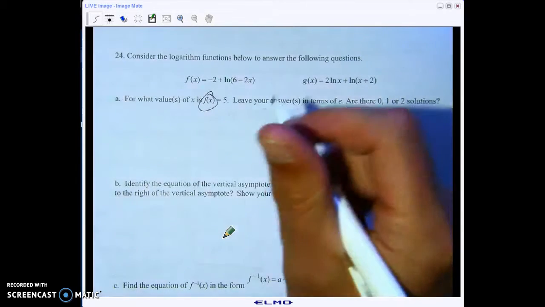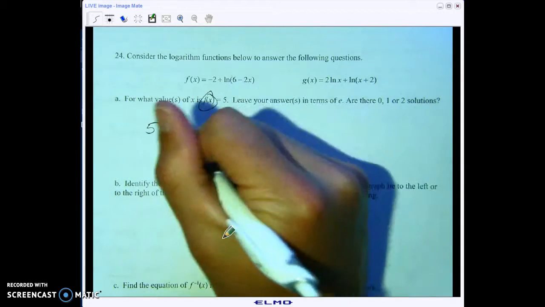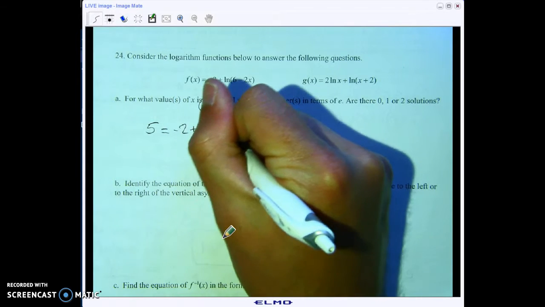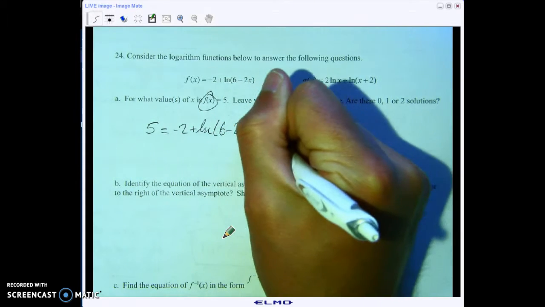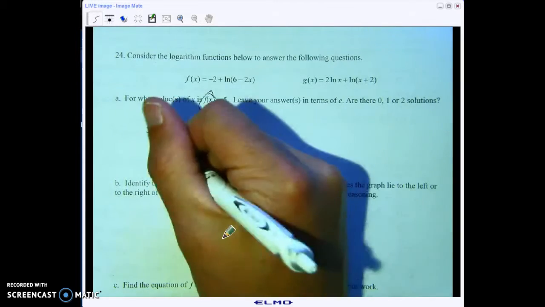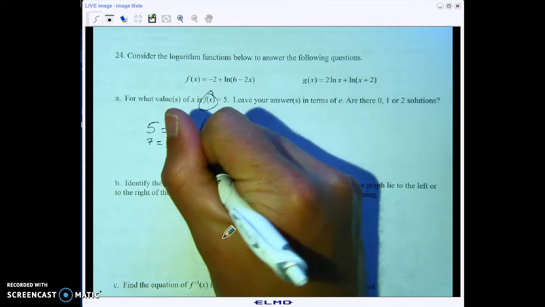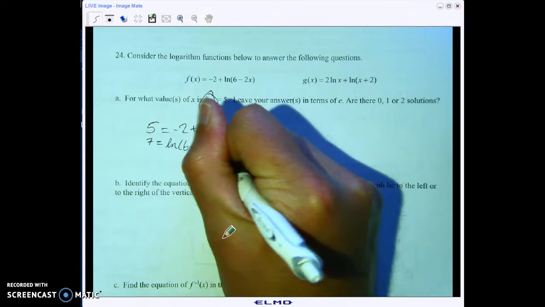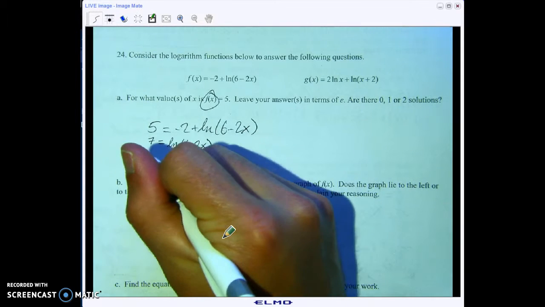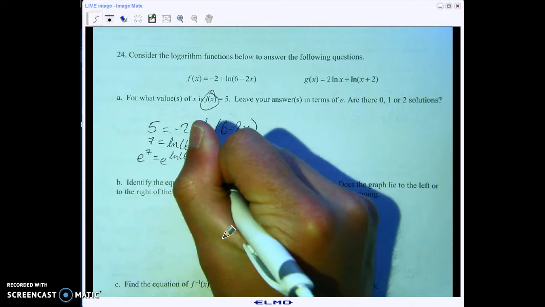f of x. So we've got to figure out when f of x is going to be 5. So we take f of x, literally replace it with 5. Set that equal to negative 2 plus the natural log of 6 minus 2x. And let's figure out what we get for x. Okay, so if I add 2 to both sides, I'll get 7 is equal to the natural log of 6 minus 2x. And again, we're going to take e and raise it up to the power of 7, and then we're going to take e and raise it up to the power of natural log of 6 minus 2x.